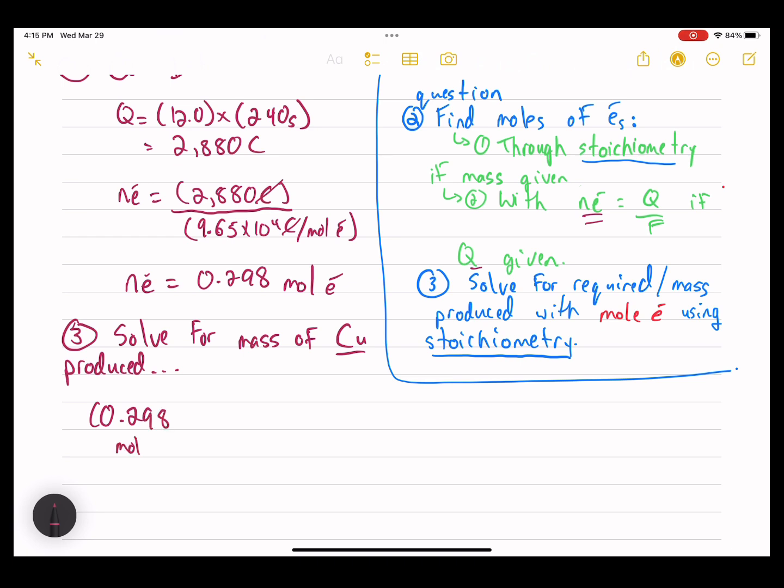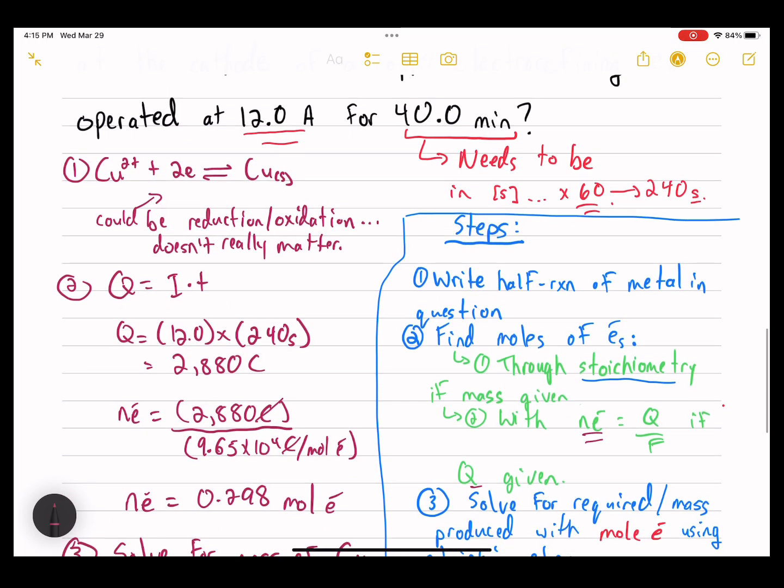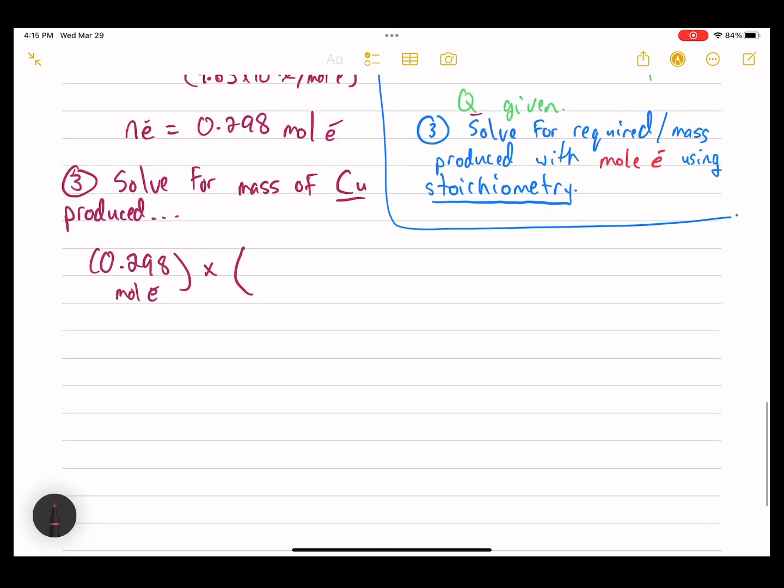Now with the moles of electrons, I'm going to solve for the mass of copper produced. And I'm going to do that using stoichiometry of the half reaction that we first wrote. So 0.298 moles of electrons. When you look back at the half reaction in step 1, there's a 2-to-1 ratio between copper and electrons. It actually should be not copper 2+, but copper solid, because that's what we're trying to find. But either way, the ratio is still the same. So 1 mole of copper solid per 2 moles of electrons. When we plug this into our calculator, we should get about 0.149 mole of copper solid produced, not copper 2+.